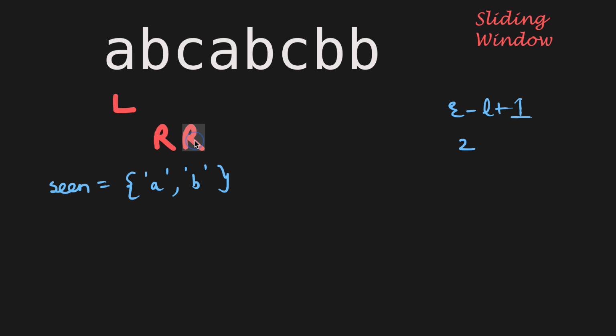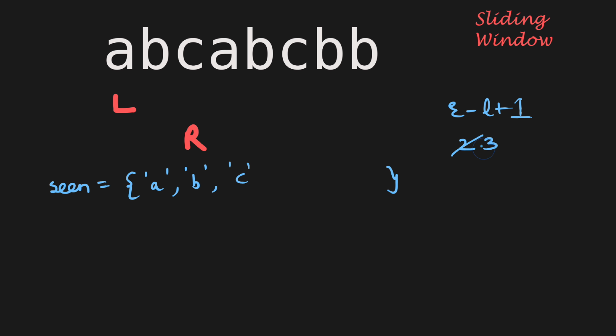Next, we try to extend the window further and encounter character C, which is also not a duplicate as it is not part of the set. So we add it to the set and expand the window to include it. And now the length of the window becomes 3, which is more than the previous value.